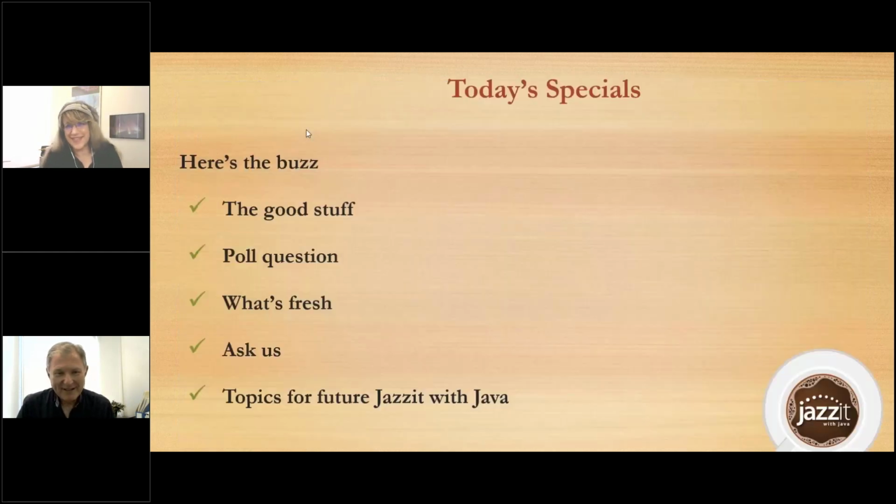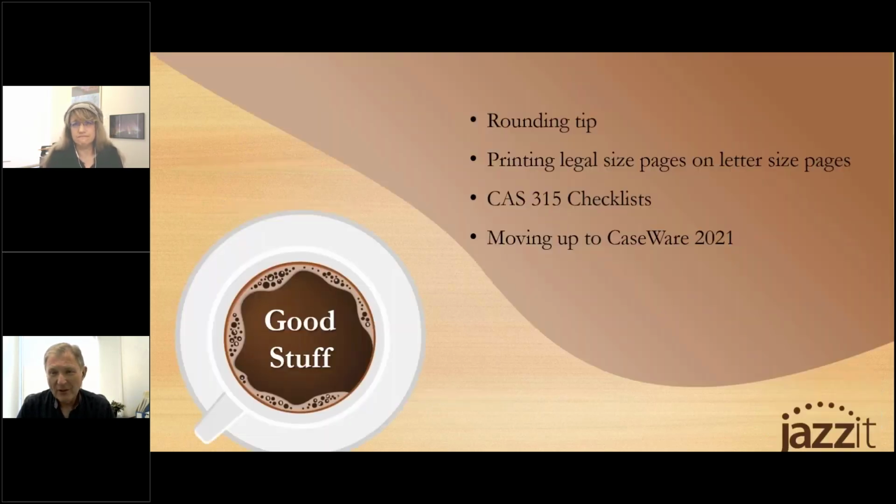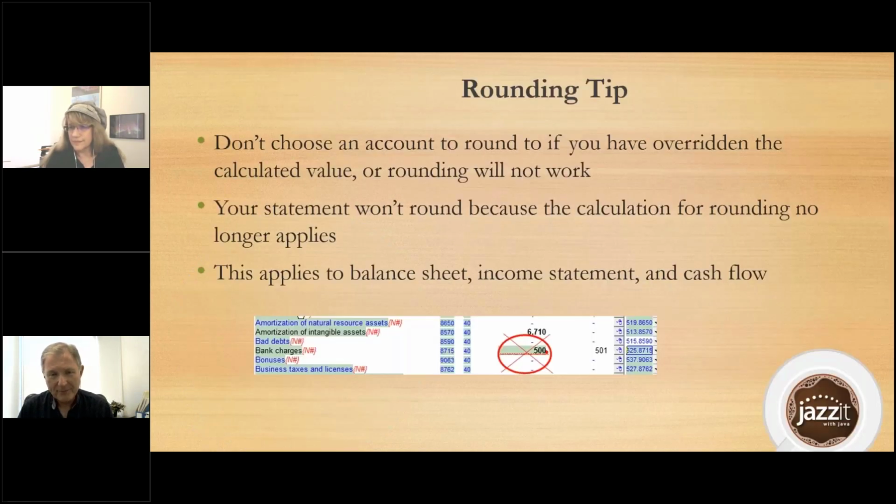Okay, so as Lori says, we're going to get into the good stuff. Quick poll question. We're going to look at a lot of what's new and have a Q&A, and then finally topics for the future. So into the good stuff: we're going to talk about rounding, printing on smaller paper if something doesn't fit into financial, a quick update on CAS 315, and then moving up to Caseware 2021. So here we go, rounding tip.